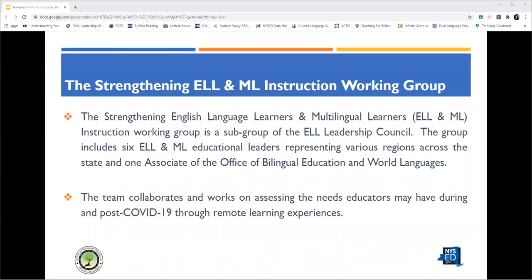Before we get started, we want you to learn more about the group that put this presentation together. The Strengthening English Language Learner and Multilingual Learners Working Group is a subgroup of the state's ELL Leadership Council. The group includes 6 English language learner and multilingual learner educational leaders representing various regions across New York State, in addition to 1 associate of the Office of Bilingual Education and World Languages. This team collaborates and works on assessing the needs that educators may have during and post-COVID-19 through remote learning experiences.